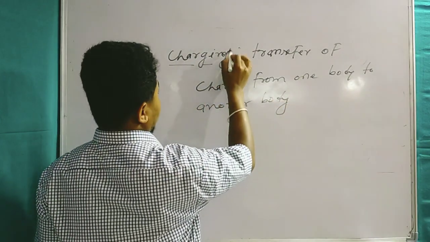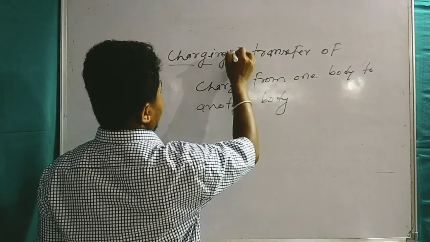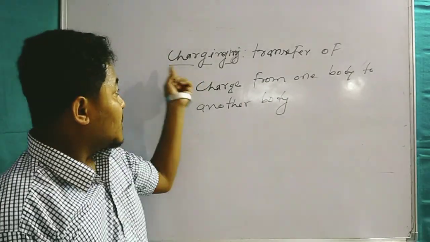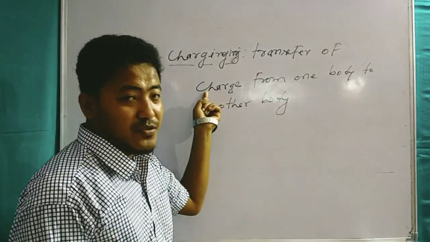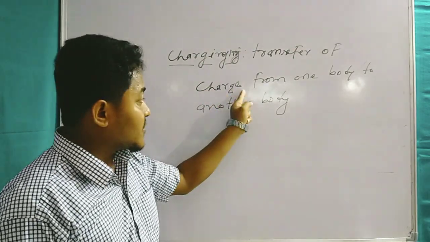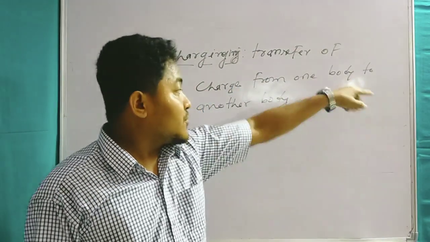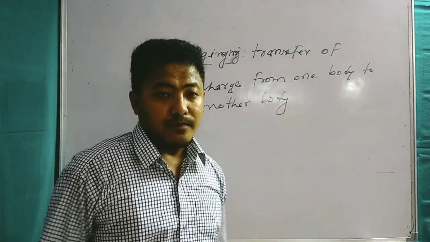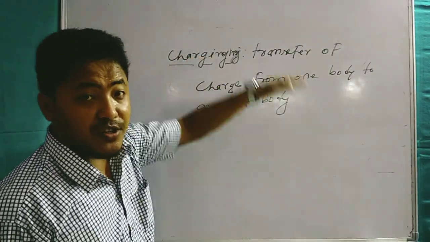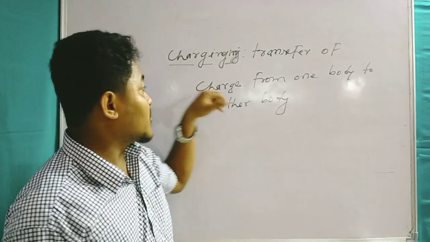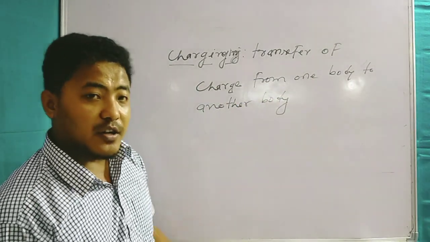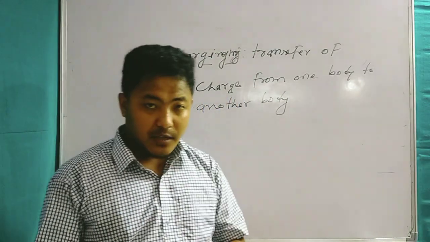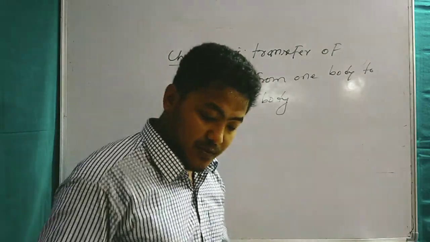This is charging. The exact definition or exact concept of charging is like that. That means charging is transfer of electric charge from one body to another body. If you transfer charge from one uncharged body to another charged body, then this process is called charging. You can write it, the transfer of electric charge from one body to another body. This is called charging. There are some processes of charging. So what are the processes of charging? The processes of charging are 3 types.